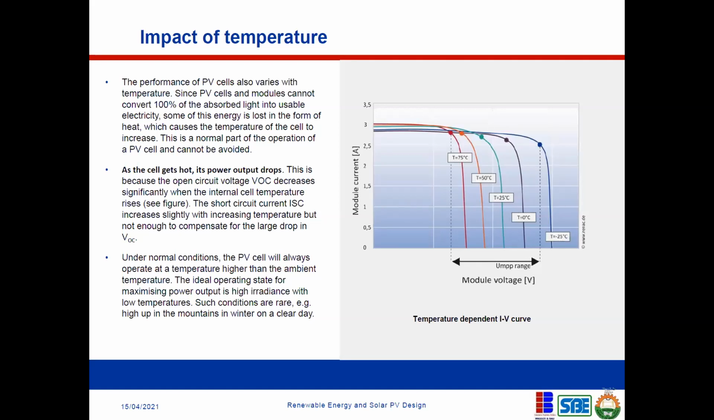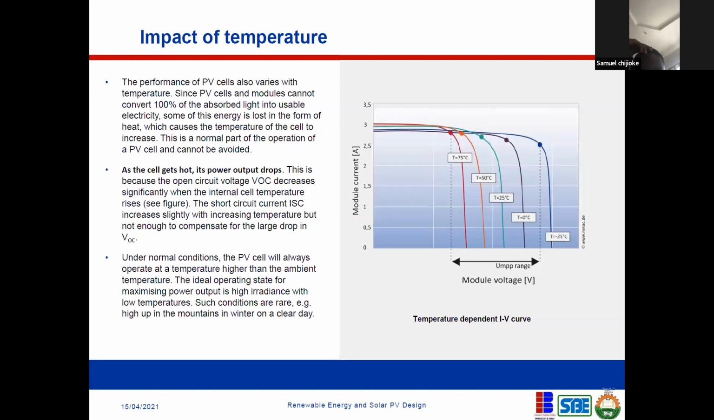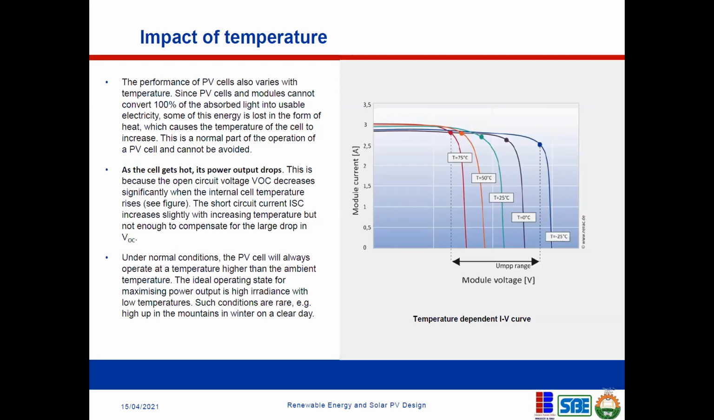So the change in temperature does not affect current so much, but it affects voltage so much. So if your temperature increases, it reduces the voltage of the solar panel. And when the voltage of the solar panel reduces and the current is kept constant, what happens? The power will reduce. Is that clear? Remember our P is equal to V times I. So remember this equation.